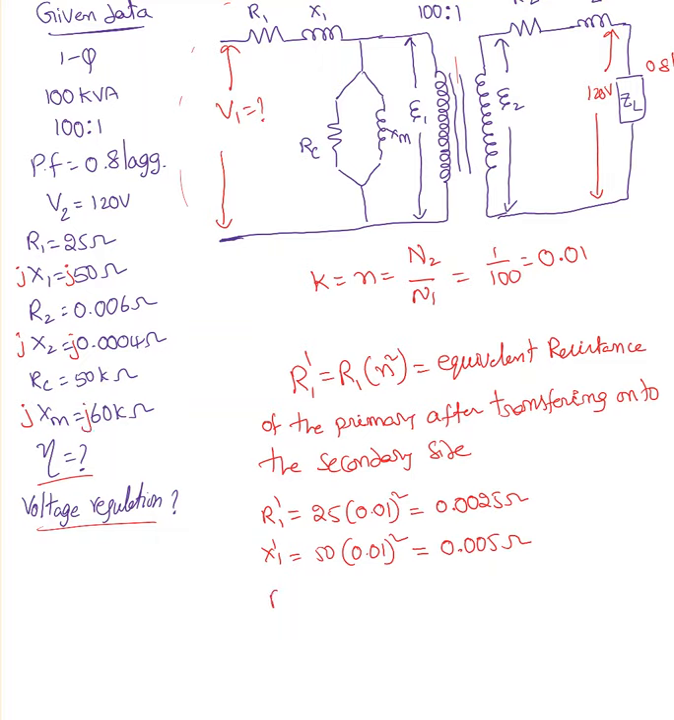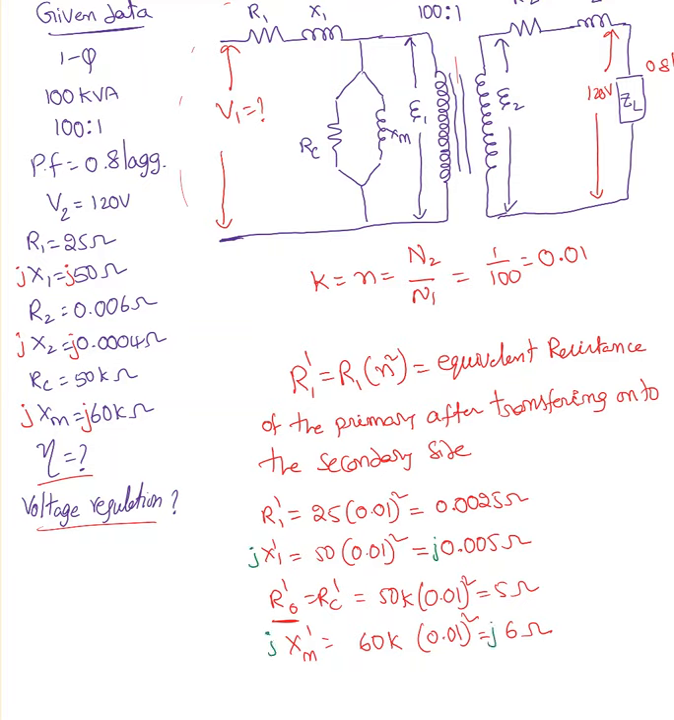Same way you're going to have R0 or RC prime. Some books indicate R0, some books indicate RC, so I'm going to say both. So 50K times 0.01 squared equals 5 ohms, and XM prime equals 60K times 0.01 squared. This value is 6 ohm. As I mentioned, if needed, you can indicate it with a complex number. That's the complex part.